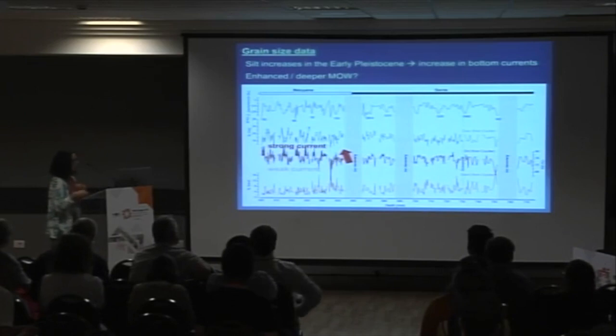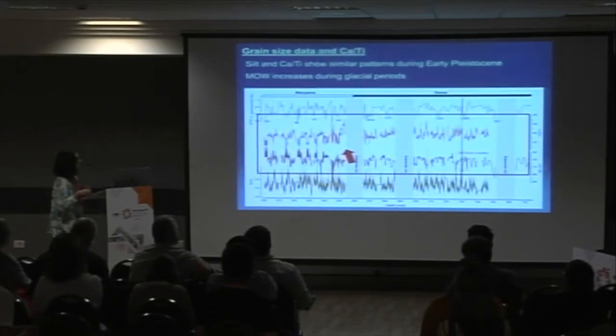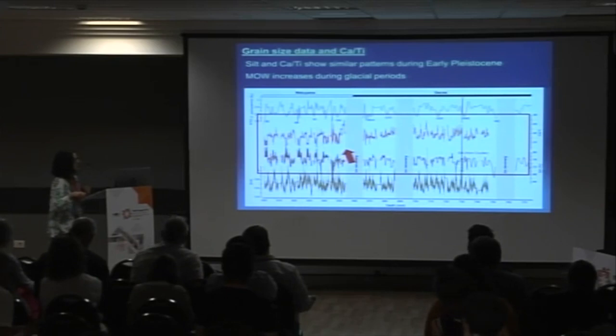Another interesting thing is that during the early Pleistocene, the silt record is very well correlated with the calcium-titanium. So every time we have low calcium during glacial periods, we have high silt, which means the MO got intensified, and the other way around, of course.